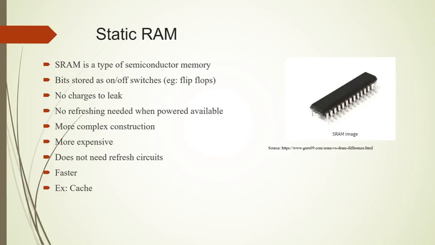So now, did you get that point? Why does it mean no charge, sorry, no charges leak? For example, it is fast. What is the advantage? It is fast. Example, a cache memory.